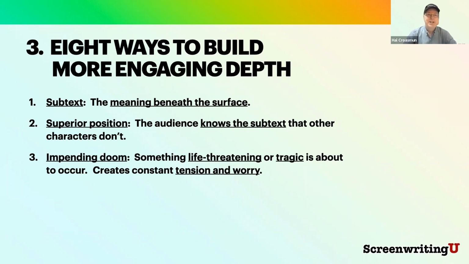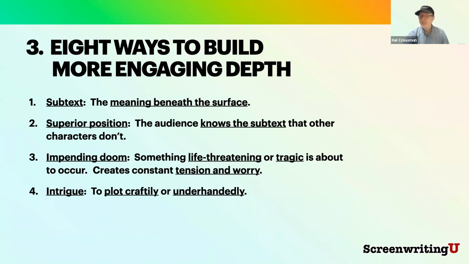Third, impending doom. The moment you create some kind of life-threatening event or tragedy that's going to occur, right? It's coming up. We know that somebody is going to get executed. We know that the bad guys are just around the corner waiting for them. Whatever it is, we know something bad is going to happen. That creates that impending doom kind of situation, and it causes us to worry as an audience.